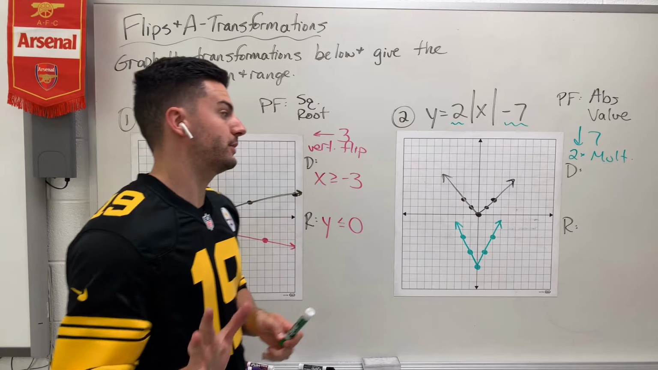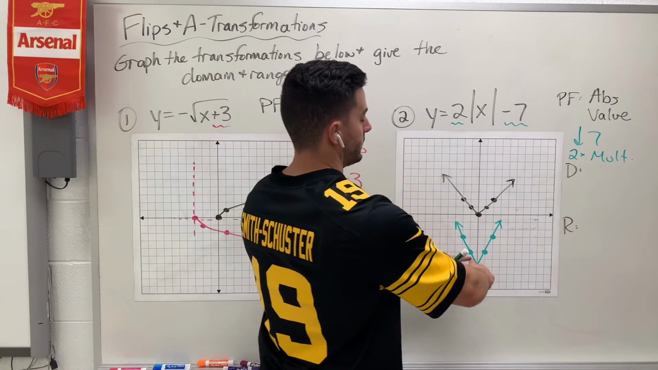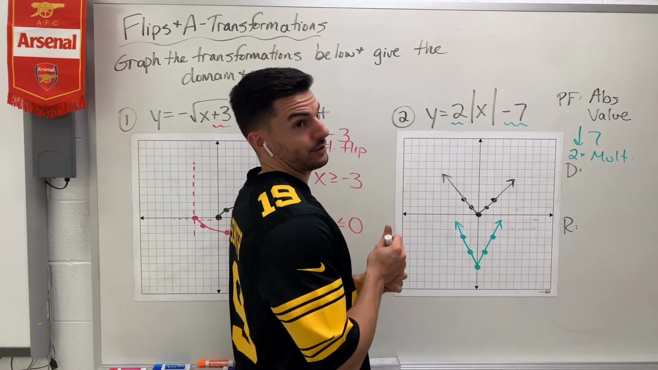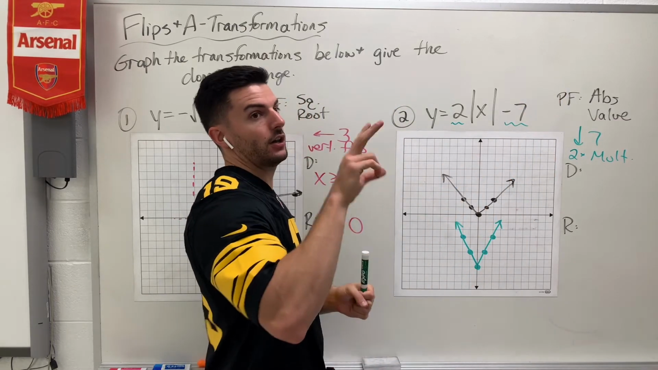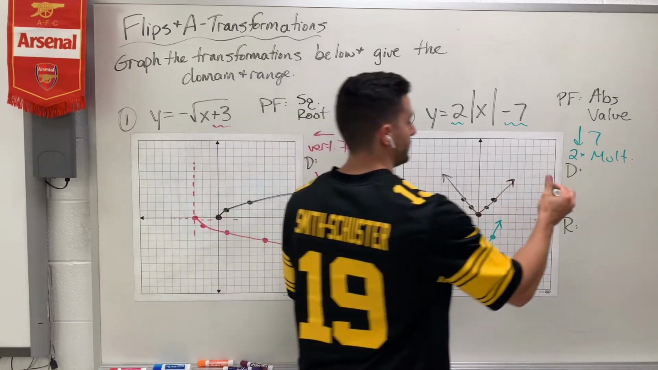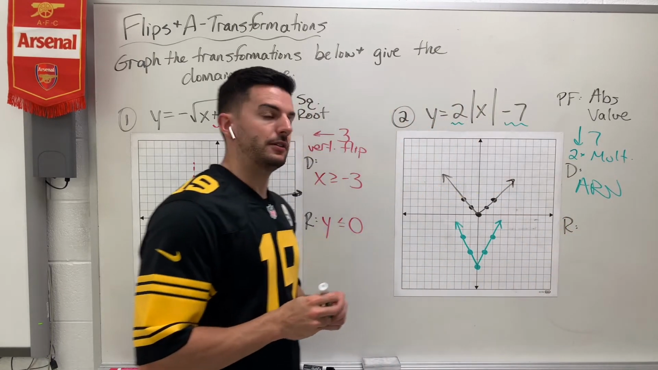Now talking domain and range, domain, well, it's still going to extend left and right forever, right? It's not going to spread out left and right as fast because it's a taller V now, but it is still going to get there eventually, okay? So we would say all real numbers for the domain, okay?